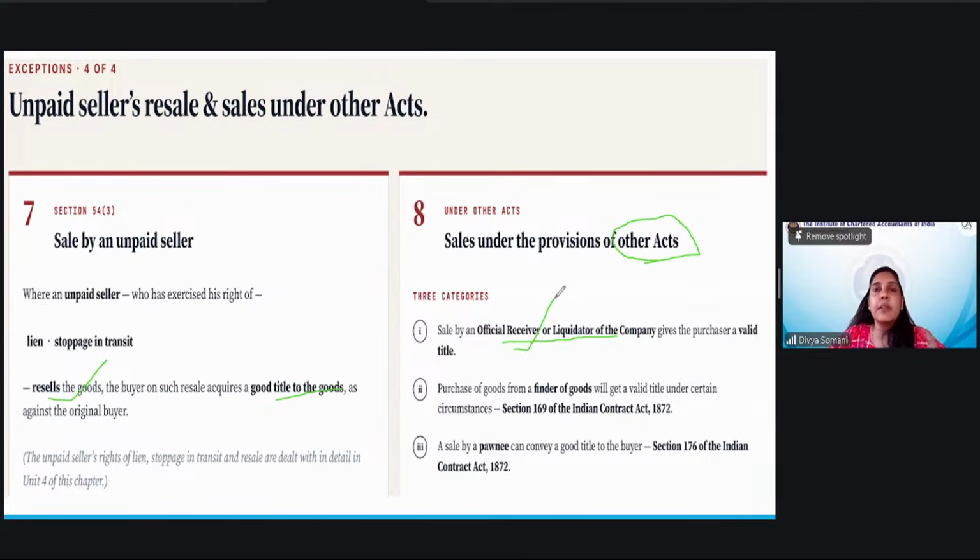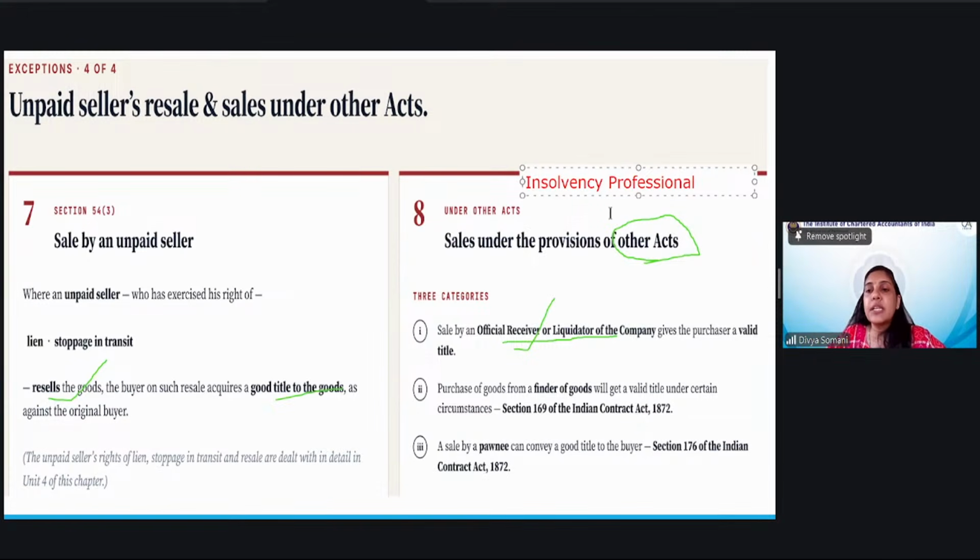In Unit 1 itself, when we discussed the differences between sale and agreement to sell, there was a point of distinction where it was mentioned that if the seller becomes insolvent, and on his behalf an official receiver or liquidator is appointed, in that case, what will happen? Nowadays, official receiver, liquidator, and there is one more designation which is given. I'll just write it for you. It is insolvency professional.